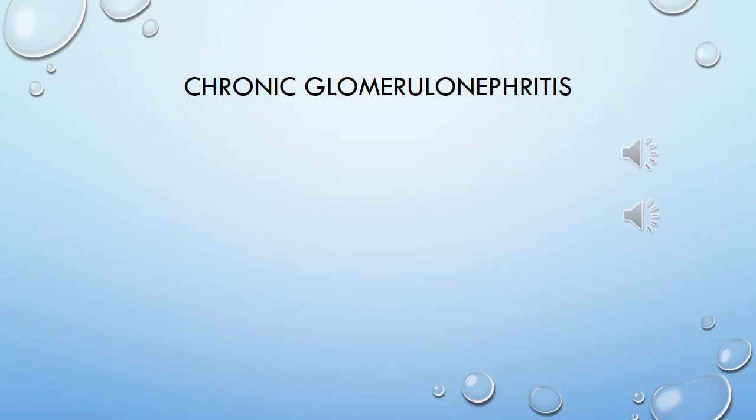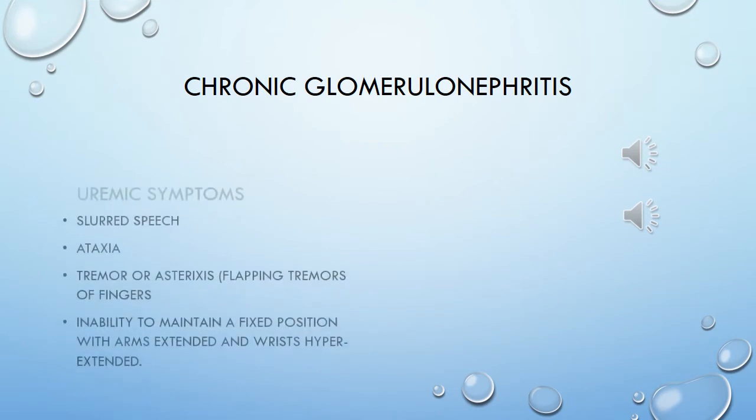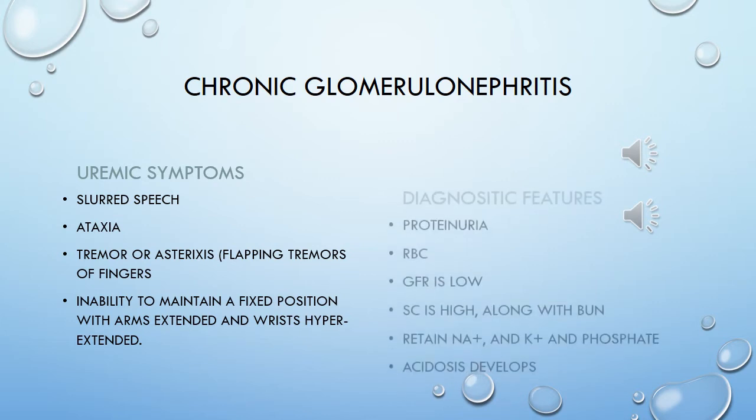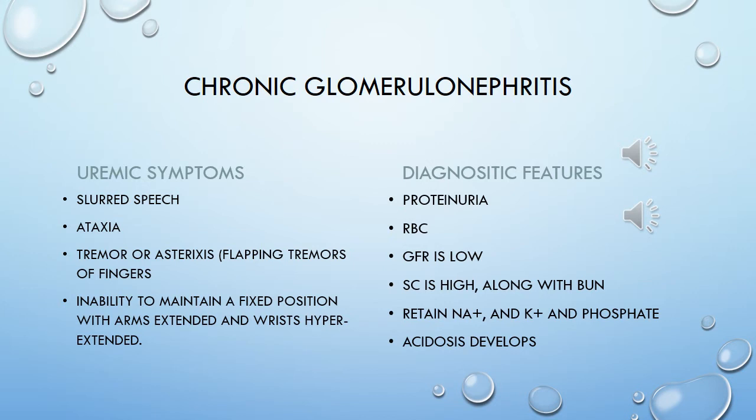Chronic glomerulonephritis will include uremic symptoms such as slurred speech, ataxia, tremor, or asterixis, the inability to maintain a fixed position with the arms extended and the wrist hyperextended. Diagnostic features will include proteinuria, red blood cells, the GFR is low, serum creatinine is high along with the BUN. They will retain sodium and potassium and phosphate, and acidosis may develop.